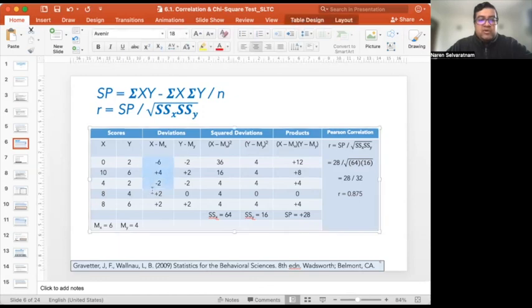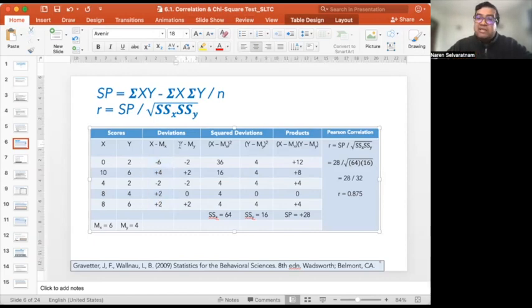Now, there's a way that you can check whether your calculation is correct here. If your x minus mx values are correct, when you add all these numbers up, the final answer will always be 0. See, minus 6 plus 4 minus 2, again minus 4, plus 2 plus 2, so minus 4 plus 4 is equivalent to 0. Now you can do the same thing for y as well. So y minus my: 2 minus 4 is minus 2, 6 minus 4 is plus 2, 2 minus 4 is minus 2, 4 minus 4 is 0, 6 minus 4 is plus 2. You calculate it once again, it's equivalent to 0.